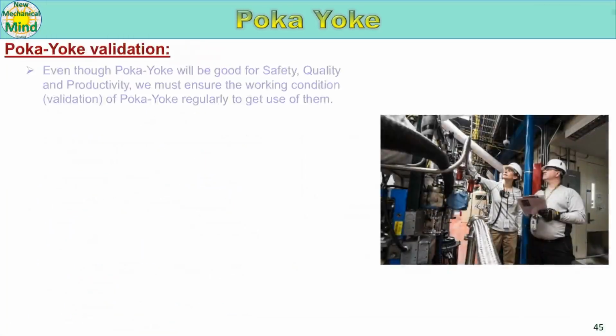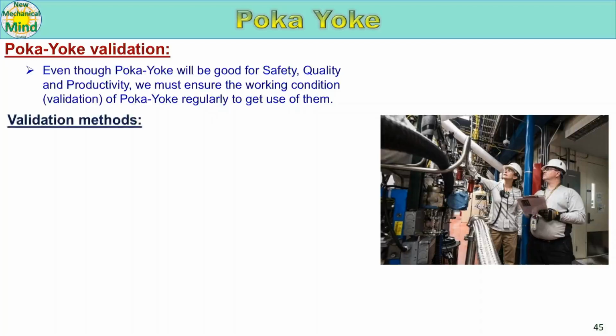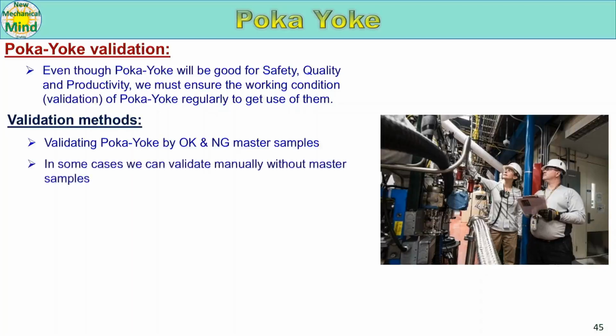Poka yoke validation. Even though Poka yoke is good for safety, quality and productivity, we must ensure its working condition, meaning we must validate the Poka yoke regularly to get use of it. The validation methods are validating Poka yoke by OK and NG master samples. In some cases, we can validate manually without master samples, doing the process by switching off or bypassing the Poka yoke. These are all the Poka yoke validation methods.